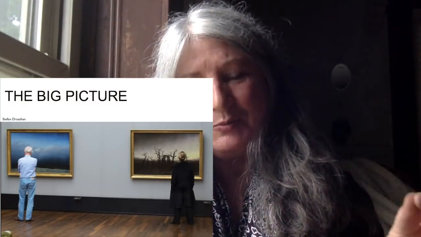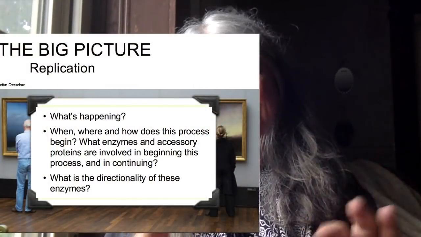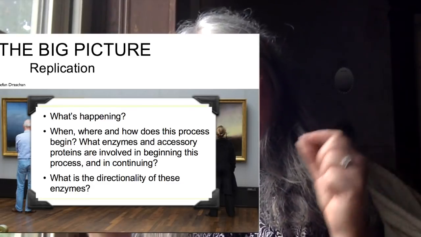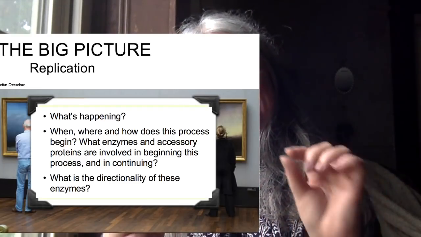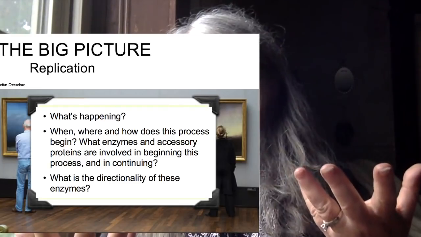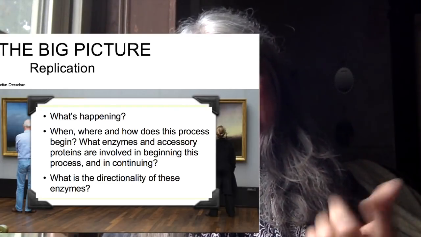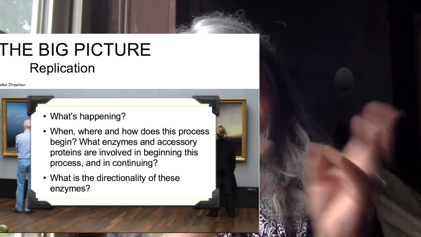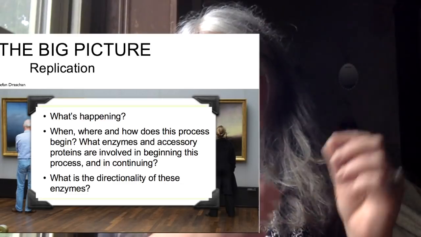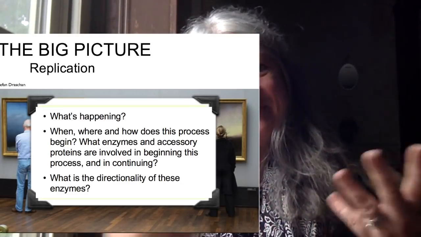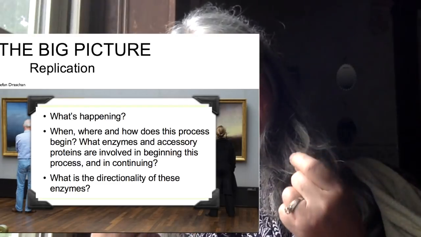So as with any system, it's important to think about things in a big picture perspective. And for replication, we want to concentrate on these things. First of all, what is happening? When does this happen? How does it begin? How is this beginning regulated? What enzymes are doing this? Are there any accessory proteins that help these enzymes to know where to start and be able to continue? What is the directionality of these enzymes? Do they go 5' to 3', 3' to 5'? It's important to know this. So, with this in mind, let's get started.